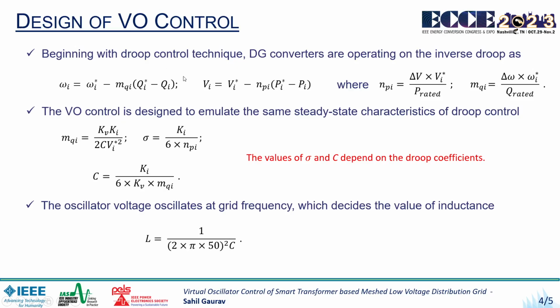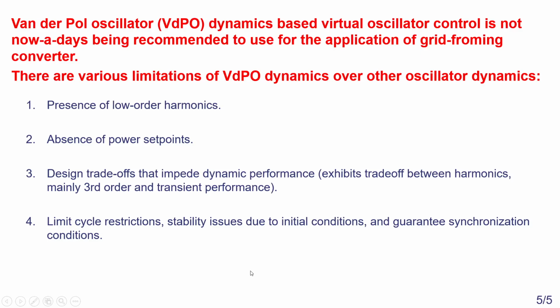And now how do we set these virtual oscillator control parameters? Beginning with the droop control equations, we know that DG converters are operating in reverse droop because we have set it for the distribution system. So these values are coming from the PI and MQI, and this VO control is designed to emulate the same steady state droop control. So you can correlate and get identical values of droop coefficients. The values of sigma and C depend upon the droop coefficient, so you will get the identical droop gains with the help of these equations. The oscillator voltage and grid frequency decide the value of inductance.